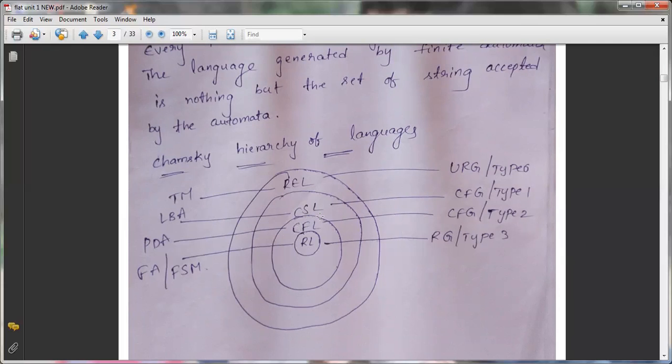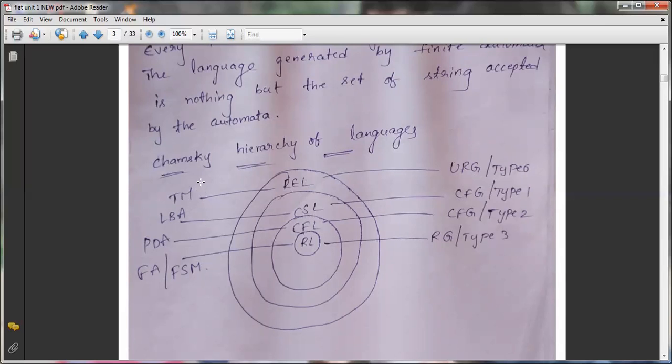And coming to the context-sensitive languages, here linear bounded automata will be there and context-sensitive grammar will be there. Coming to the recursively enumerable language, that is nothing but the Turing machine. Here, unrestricted grammar will be there.